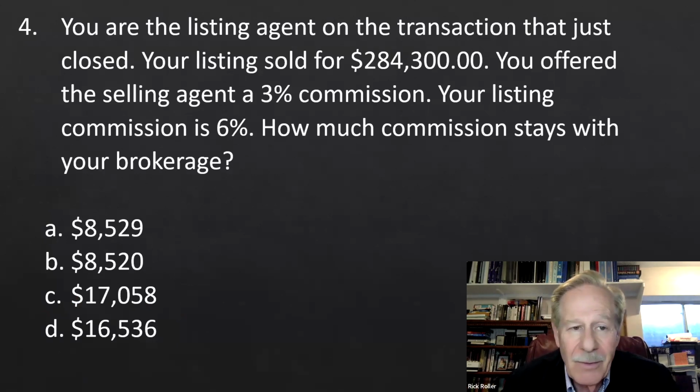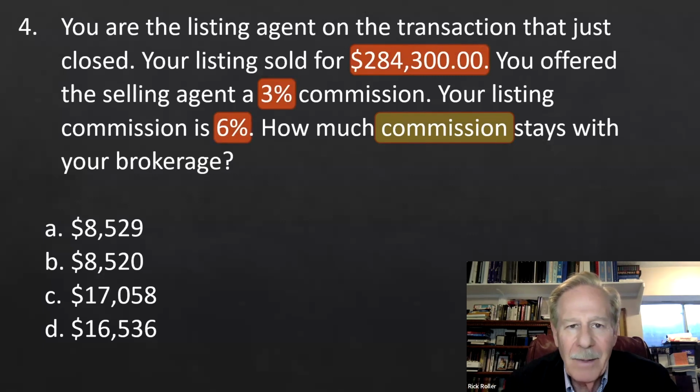So your total listing commission was 6%. Not unusual, take in 6, split it 50-50. Very common. Sometimes you take in 7 and then still pay them only 3. But how much commission stays with your brokerage? Is it A, B, C, or D? Well, here's what we need to figure the problem. We need the total sales price, and we need to know that it's 3% commission.